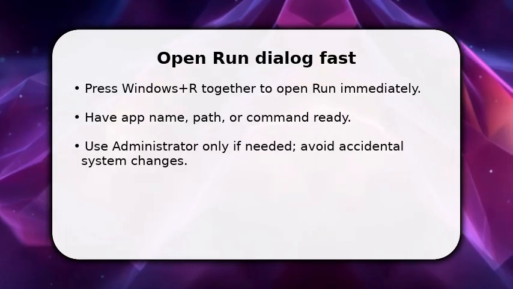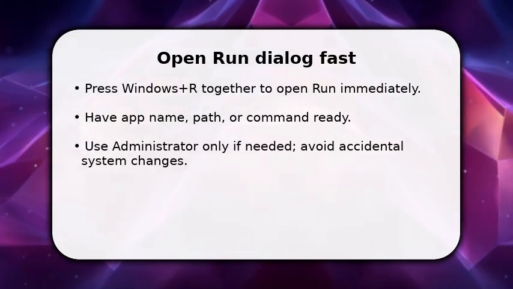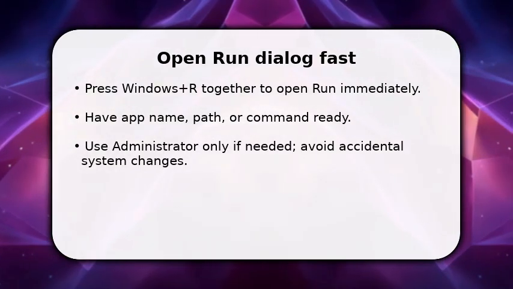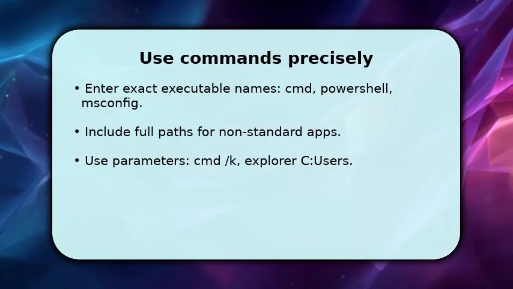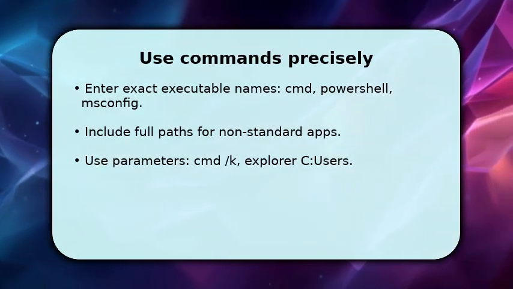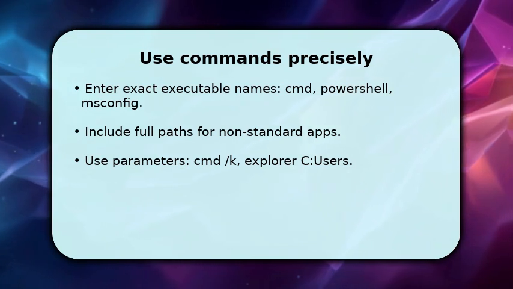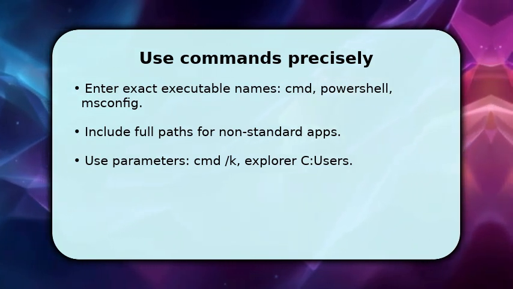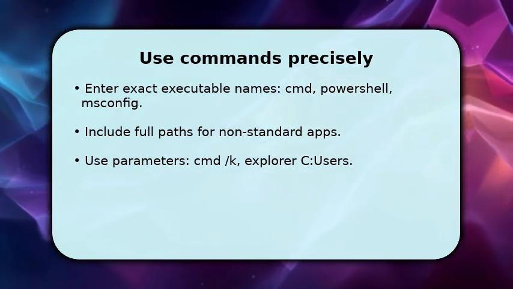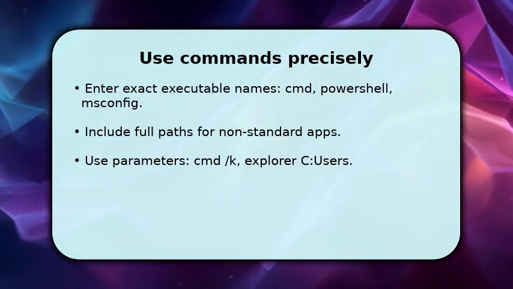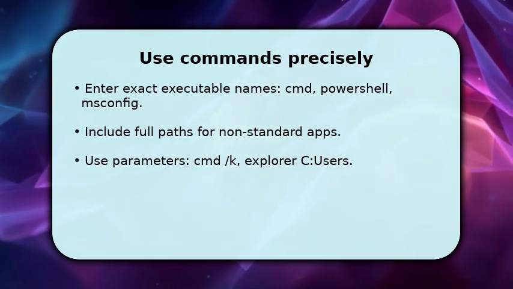Make sure to avoid extra spaces and keep shortcuts memorized to speed repeat use. Now you focus on what you type. Windows plus R accepts program names, file paths, and command line switches, so be precise. For system tools, use known names like msconfig or regedit. For folders, type the full path or a drive letter.